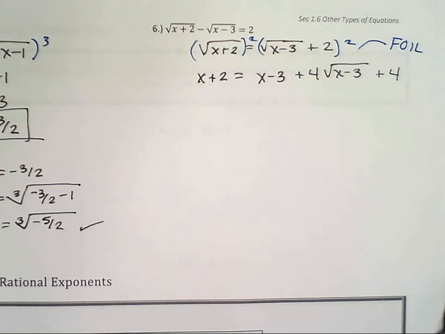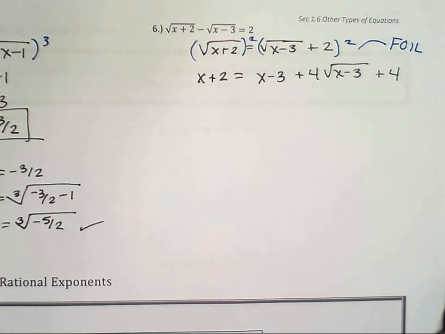So I have the square root of x minus 3 plus 2 times the square root of x minus 3 plus 2. And I'm going to FOIL. So I'm going to do my first times my first, right? Because I have the square root of x minus 3 times the square root of x minus 3. That's the square root of x minus 3 squared. So that gets rid of the radical. So I'm just left with x minus 3 for that first term.